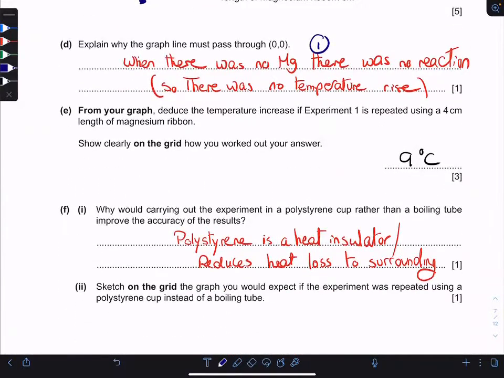Why would carrying out the experiment in a polystyrene cup improve the accuracy? Take care. Whenever you're doing an experiment and you're measuring the temperature rise or temperature change, you should do it in a polystyrene cup because it's a heat insulator. Okay, polystyrene is a heat insulator. It reduces the heat loss to the surrounding. And if you want a further improvement, you can insulate the whole apparatus. You just say insulate. Okay.